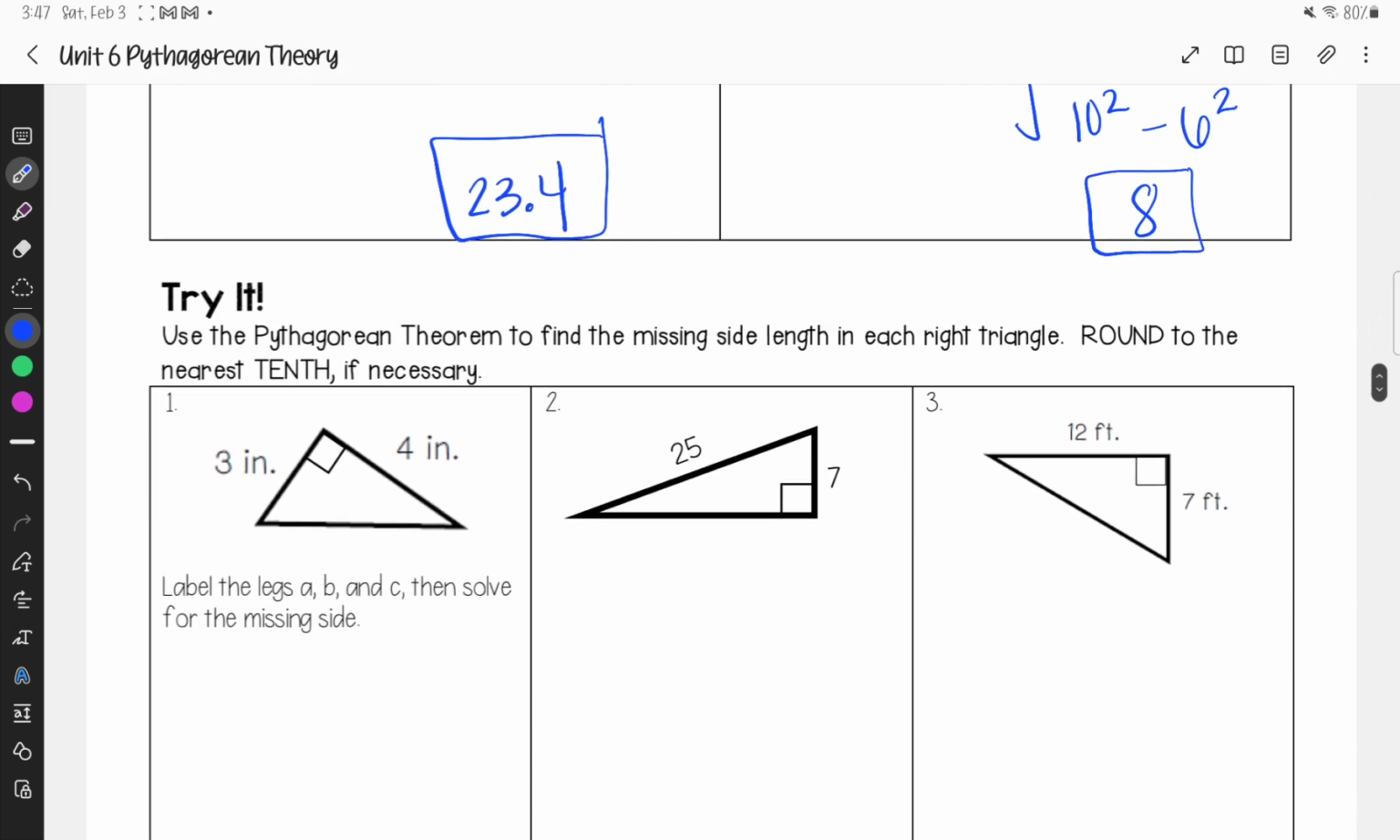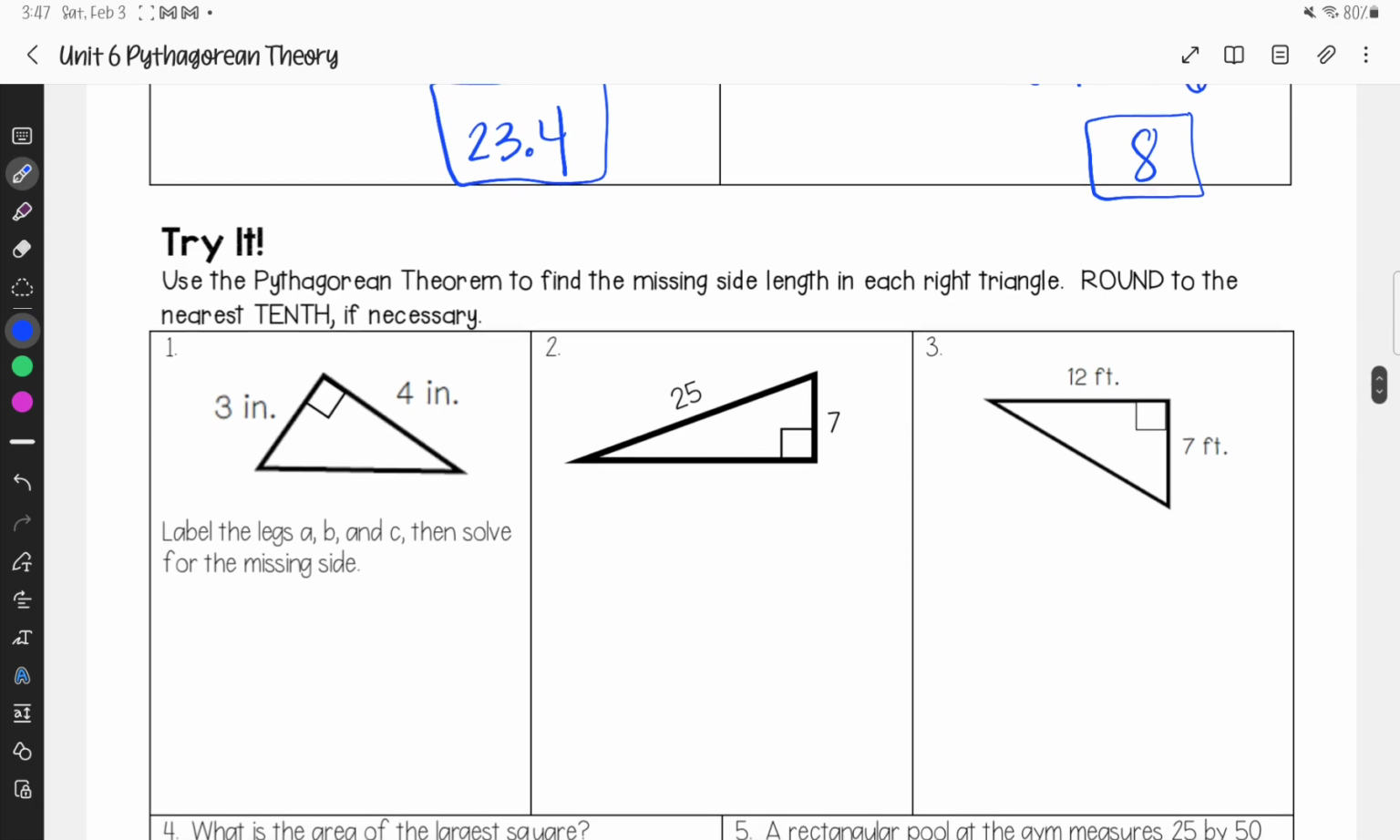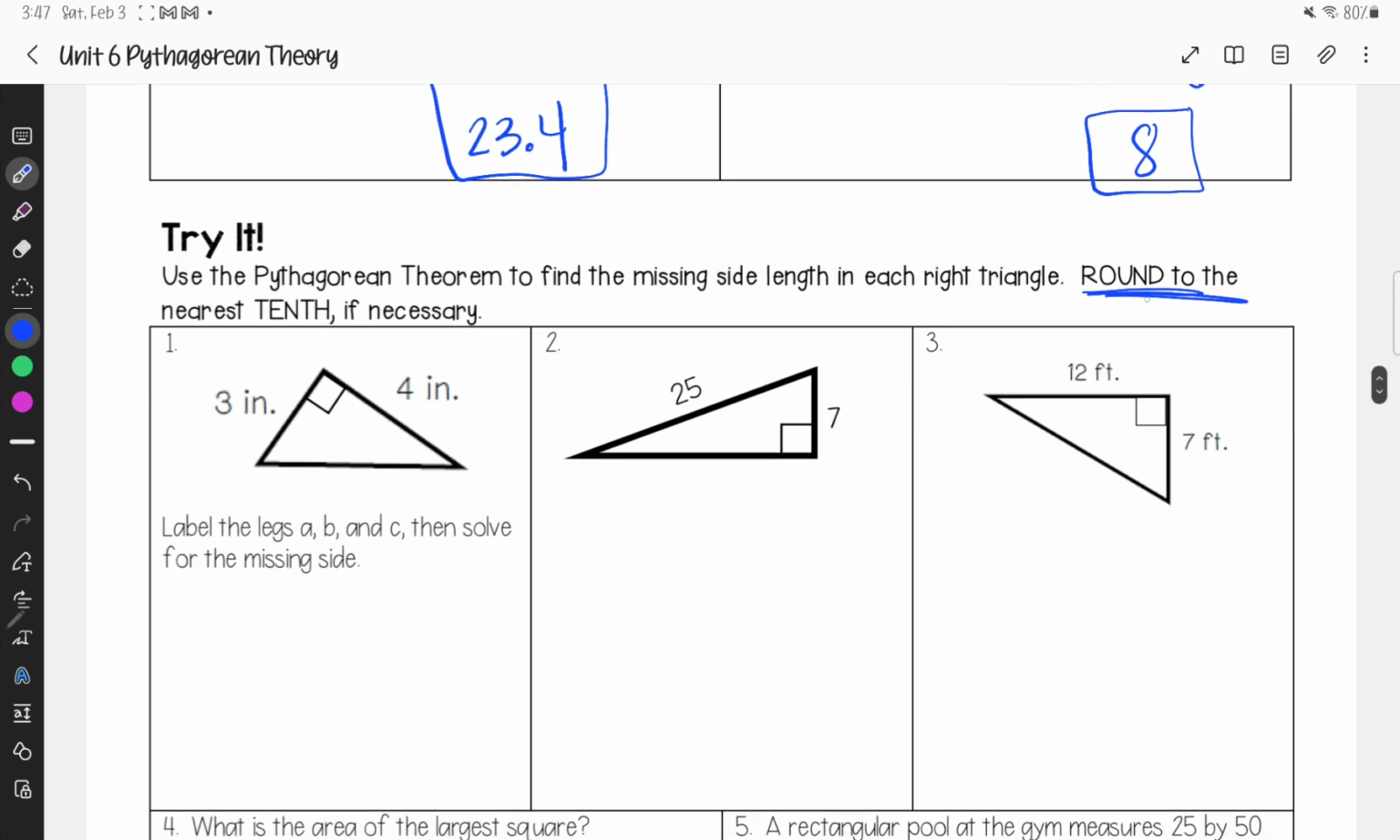All right, pause here and try to find your right angles on these. If you paused and checked, I'm just going to show you. I'm going to label your C's. And then you need to make sure these are rounded to the nearest tenth. So this should be your C.